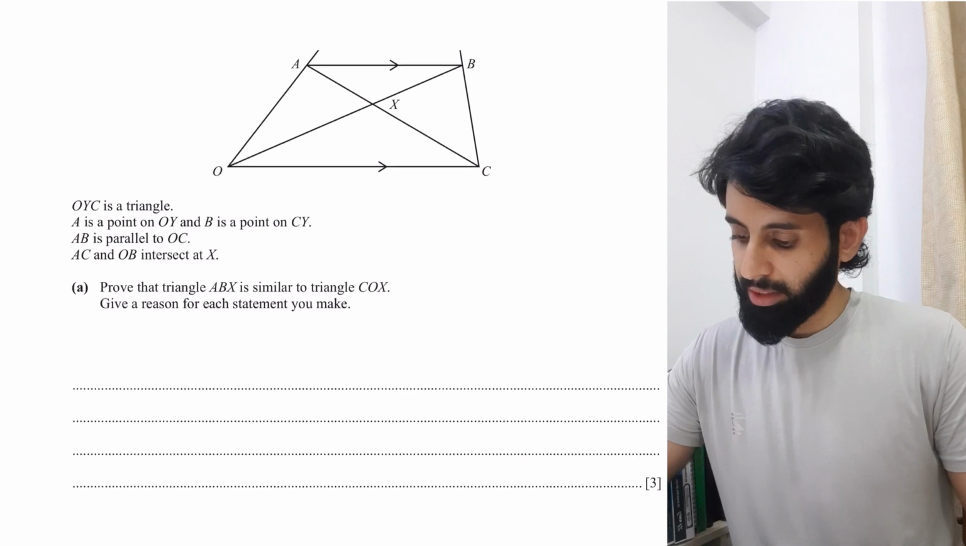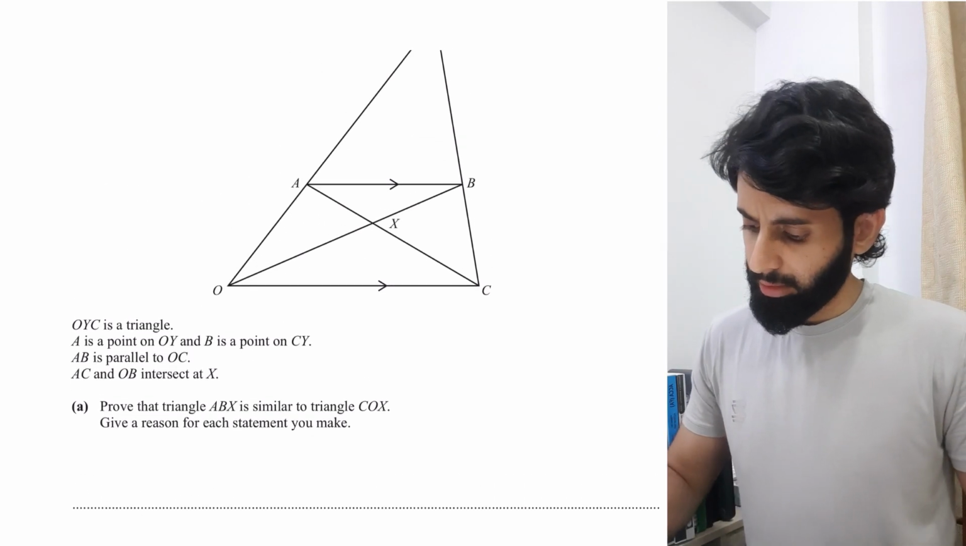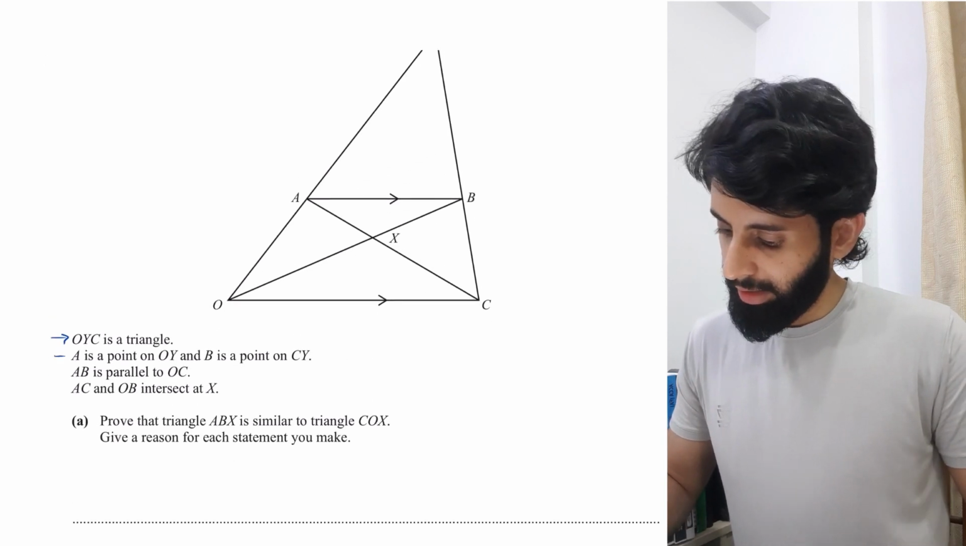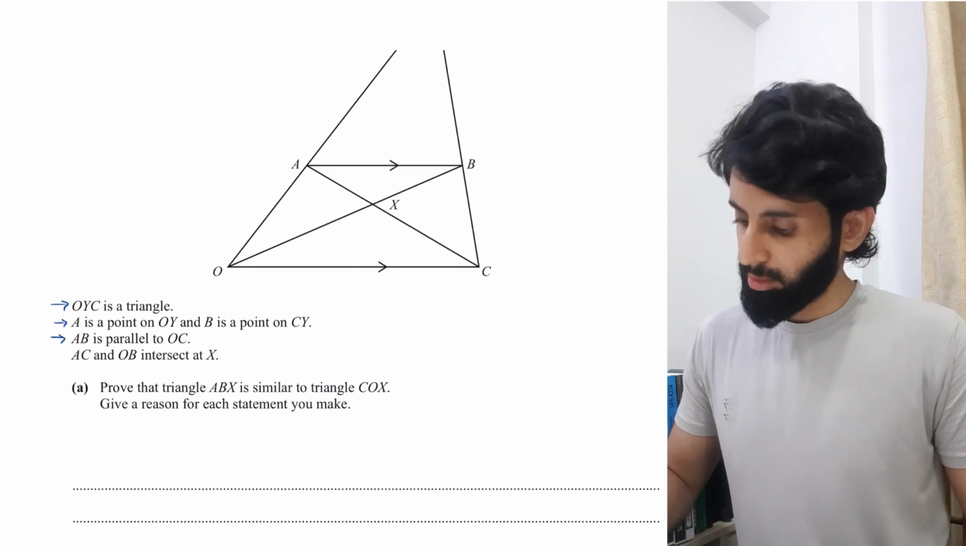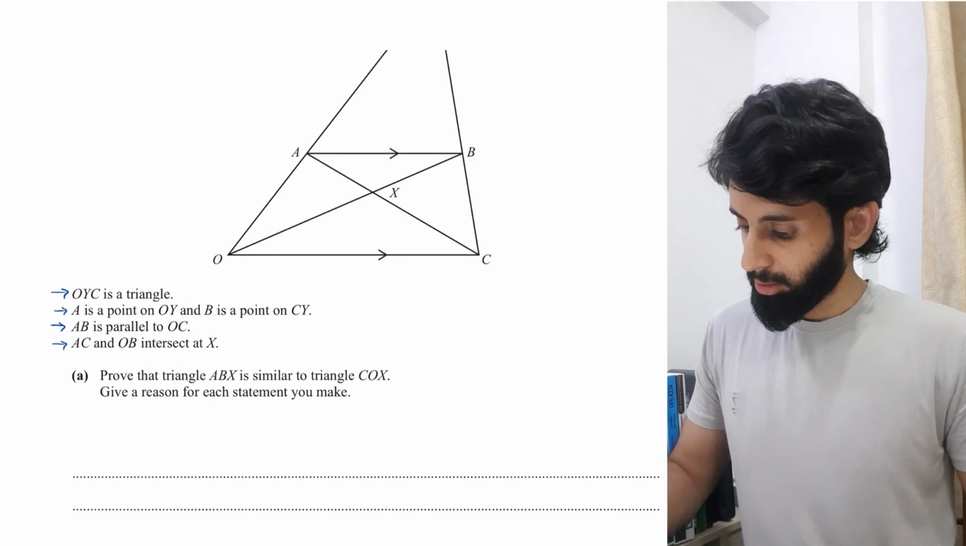So it says prove that triangle ABX is similar to triangle COX. Let's focus on, in fact, there are a lot of things that I didn't read. OYC is a triangle, alright, I can see that. A is a point on OY and B is a point on CY, fantastic. AB is parallel to OC, alright, thank you. AC and OB intersect at X, alright, I can see that also.